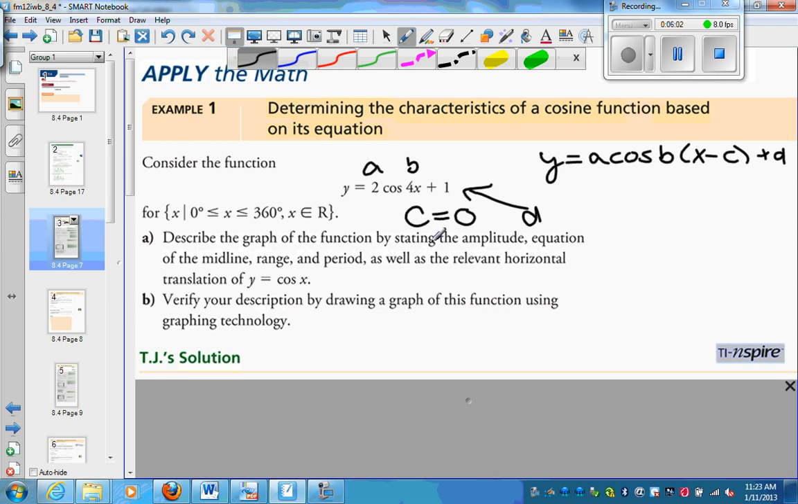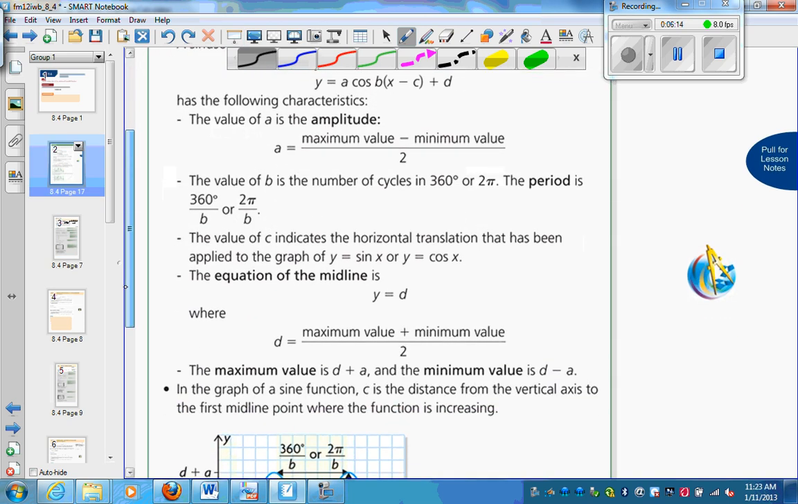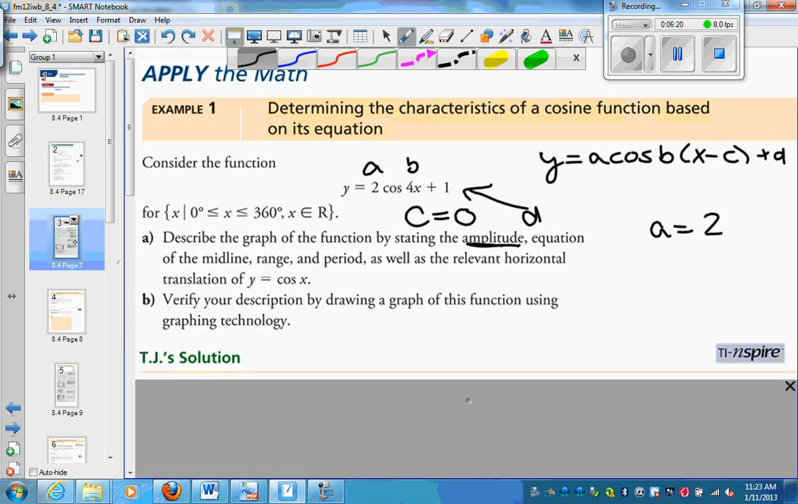Okay? So a tells me my amplitude. My amplitude is equal to 2. To find the equation of the midline, I go y equals d. So in this case, y equals 1.